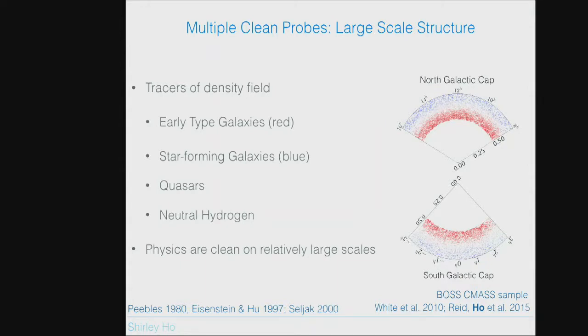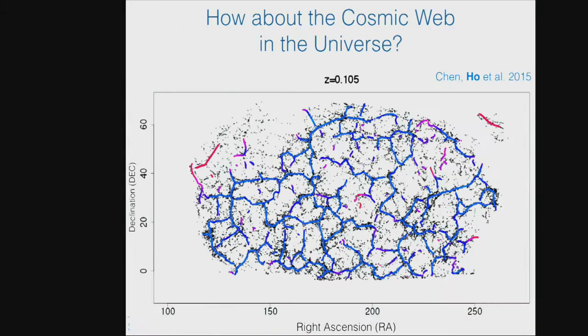Physics is clean on relatively large scales. That's actually a really good thing because that means we can do analytical or at least simple calculations to predict what we should expect to see. So here is something that's the large-scale structure, but it's not just the galaxy points here. We had a question yesterday, actually, about what we can do with large-scale structure other than the typical galaxies and stuff like that.